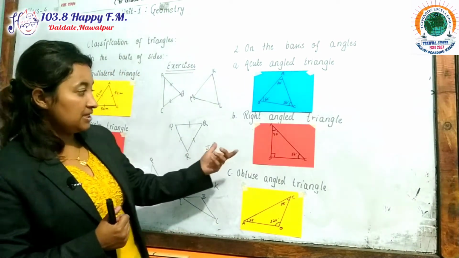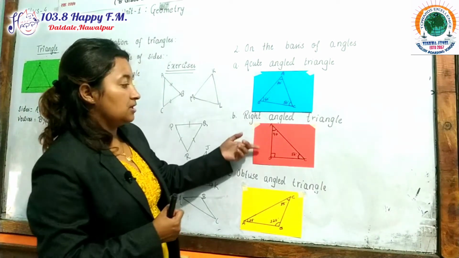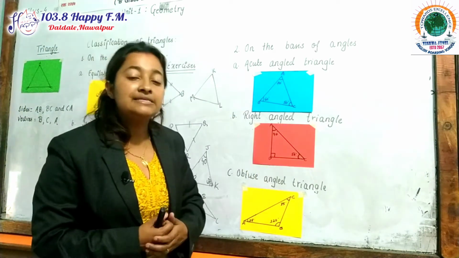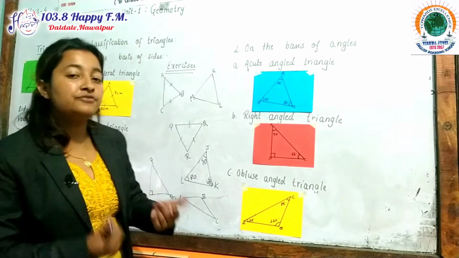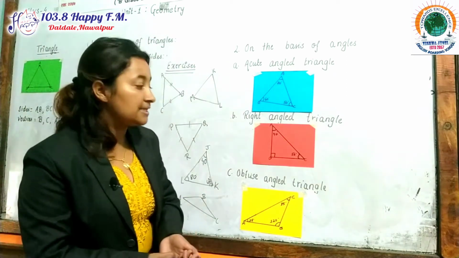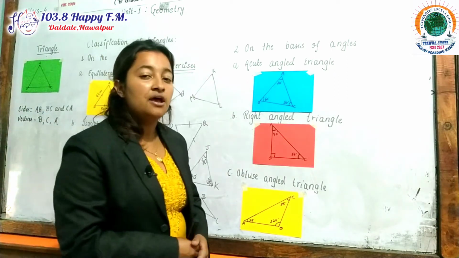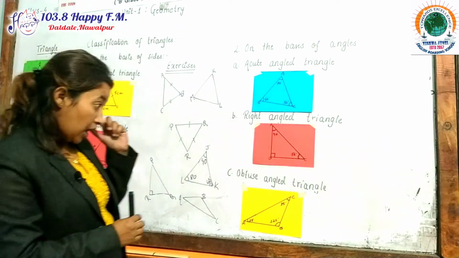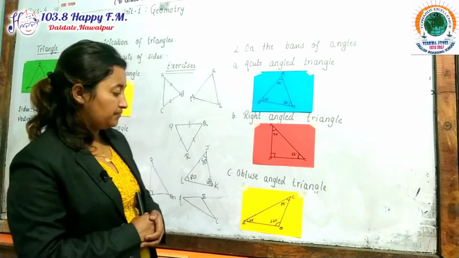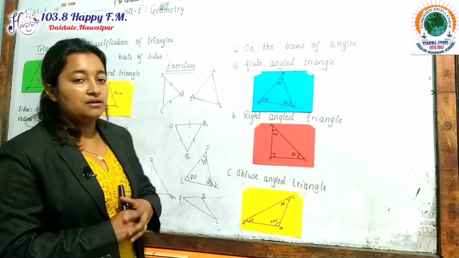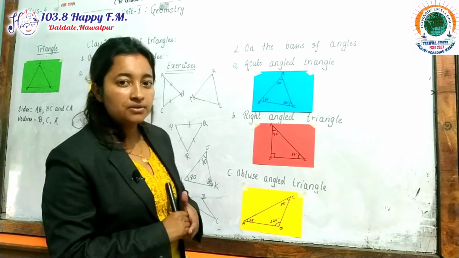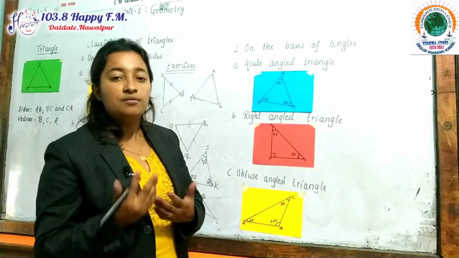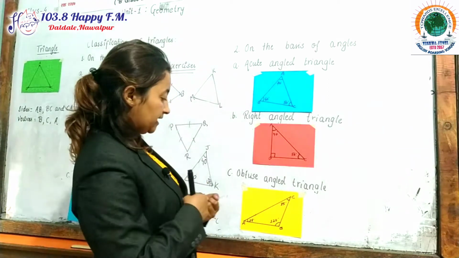So I will repeat it. If one of the angles of a triangle is exactly 90 degrees, the triangle is defined as a right angle triangle. Now here is the obtuse angle triangle. Obtuse angle means the angle which is greater than 90 degrees but less than 180 degrees.